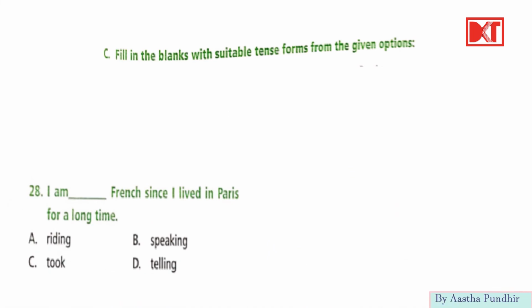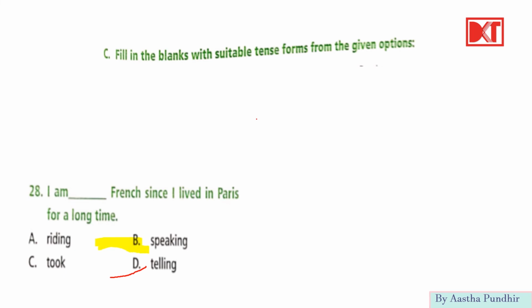Now the next question says, I am dash French since I lived in Paris for a long time. A, I am writing French since I lived in Paris for a long time. B, I am speaking French since I lived in Paris for a long time. C, I am took French since I lived in Paris for a long time. D, I am telling French since I lived in Paris for a very long time. Here the correct answer is B.